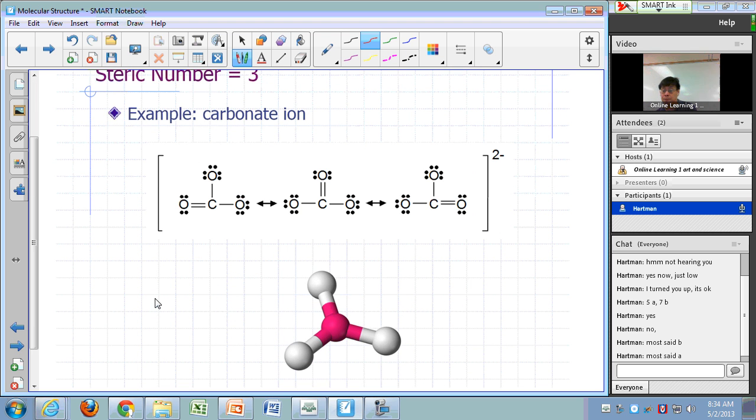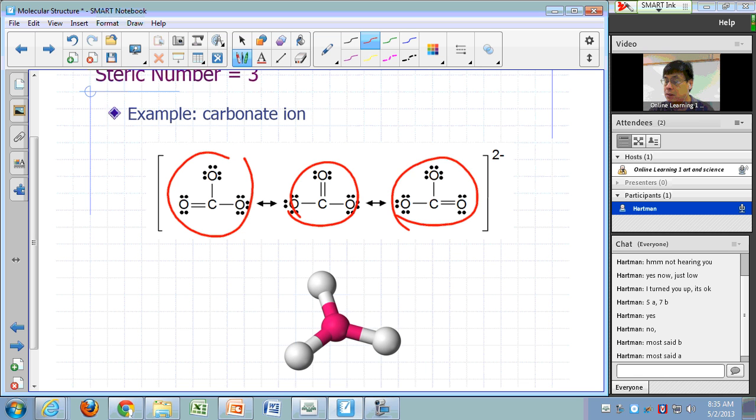So here's an example of an ion that has a shape that's called trigonal planar, carbonate. Here are the Lewis structures of carbonate. These are resonance structures. This carbon atom has a steric number of 3. 1, 2, 3. 3 groups of electrons are on it, 3 electron domains. So if this is carbon, you have your oxygen here, oxygen here, oxygen here. That angle is 120 degrees.